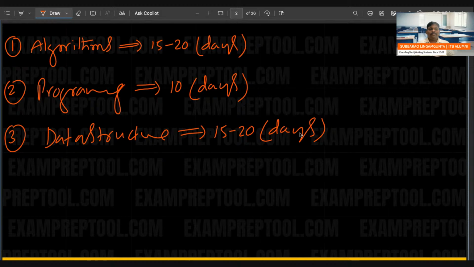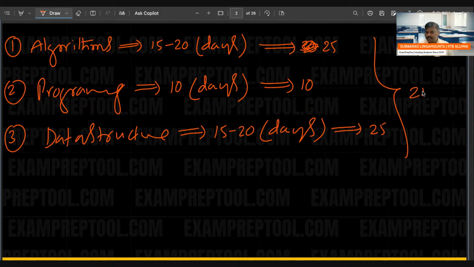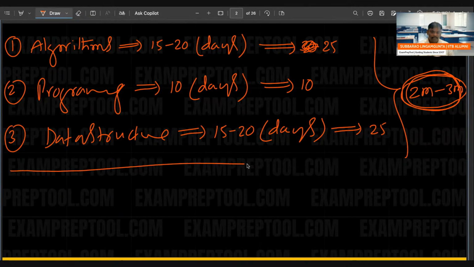Algorithm 15 to 20 days, programming 10 days, data structure 15 to 20 days, right? So this is my planning. On an average, let's take maybe 30 days, or maybe 25 days. This is 10 days. This is 25 days on an average. That is the reason I said 2 to 3 months, to be on the safe side, depending upon the person. Some people may go slowly. This course will take 2 to 3 months, and you will be okay with the DSA. So 2 months to 3 months, syllabus completion.